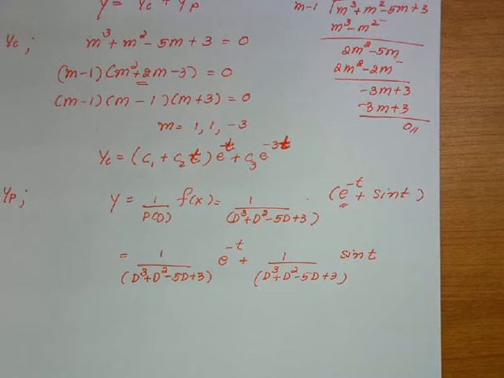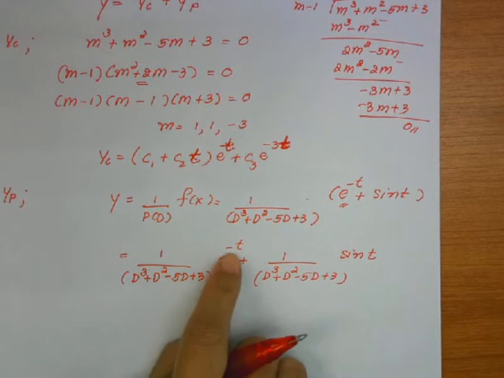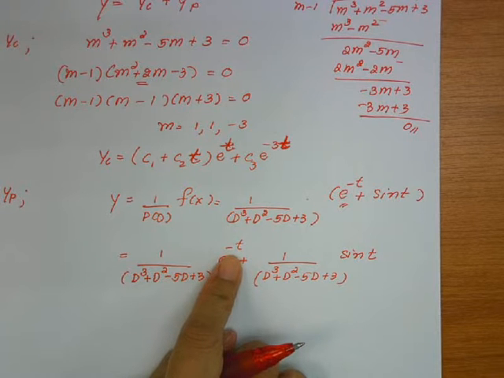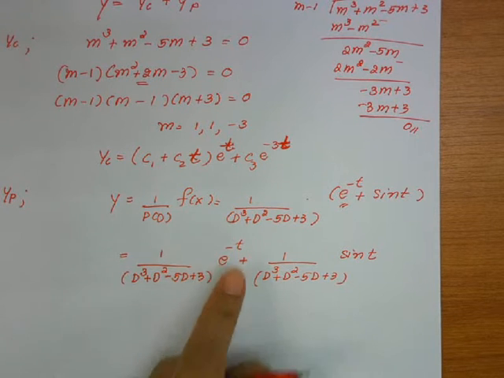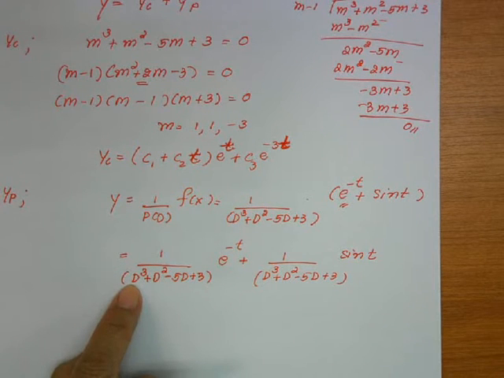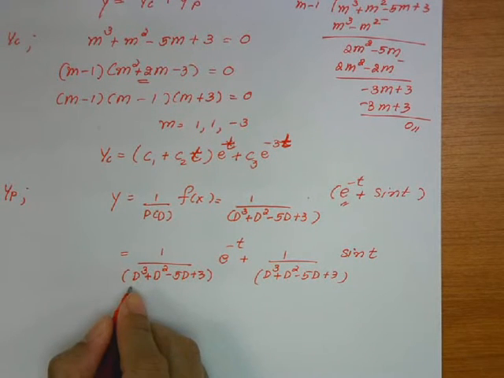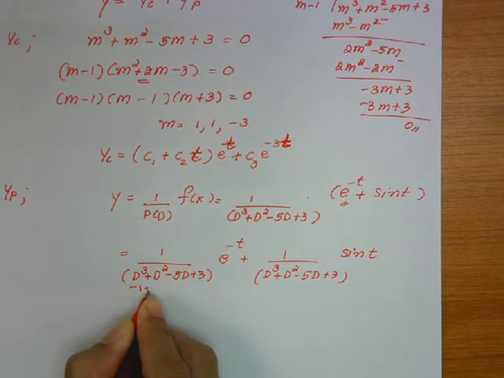For the exponential term, if you have 1 over P(D) times exponential of ax, it should be equal to 1 over P(a) times exponential of ax, but P(a) should not be equal to 0. So how do we do that? We take a look at our a. What is the value of our a? Minus 1. And then you put minus 1 into every term of D. So the first one you get what? Minus 1. 1.